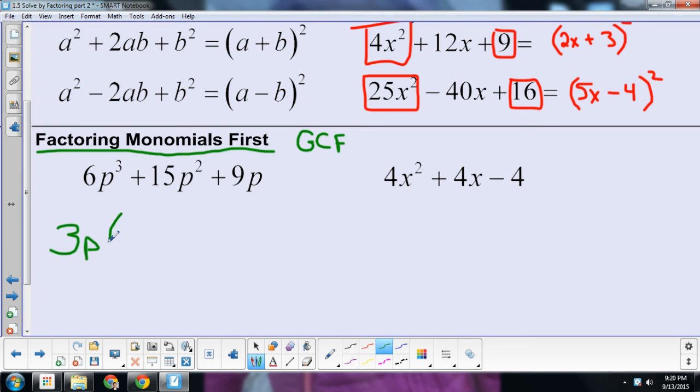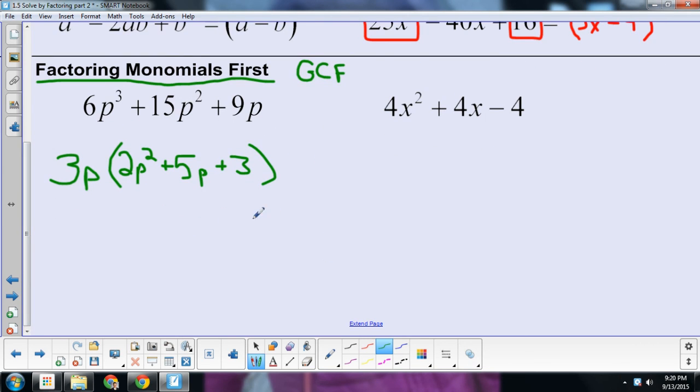After I factor out 3p, I am left with 2p squared plus 5p plus 3, close parentheses. Now, that's not the only thing I need to do. I factored out a monomial, but I still have a trinomial, and that's something I need to factor all the way through. So there's a number in front of p squared. I'm going to go ahead and use the British method just within the parentheses here. So 6p squared is my first product. Factor that. Factors of 6 that add up to 5. Well, it's going to be 2p and 3p.